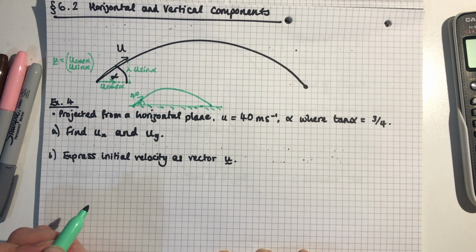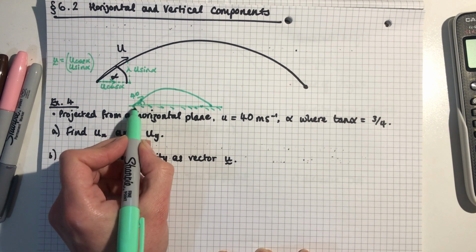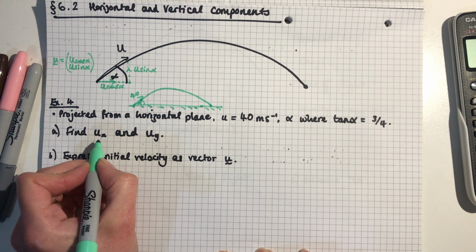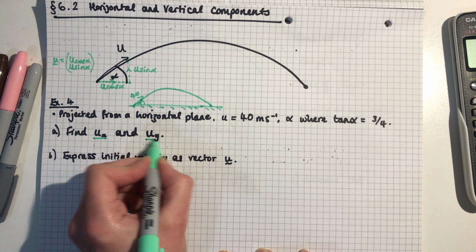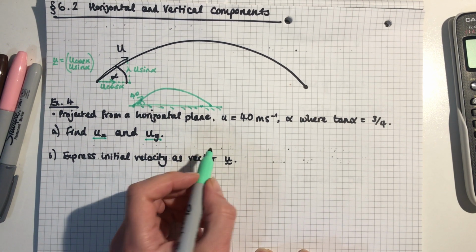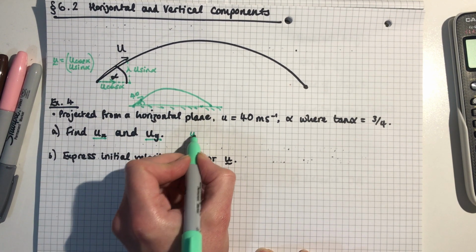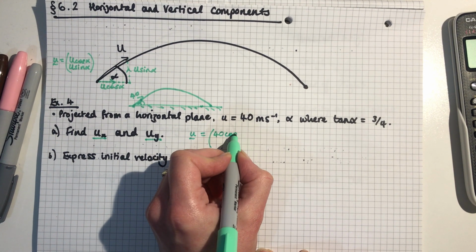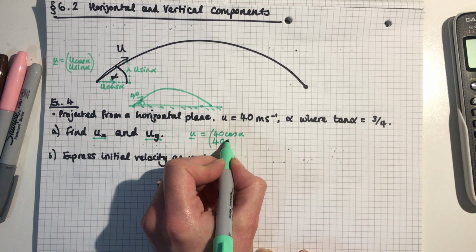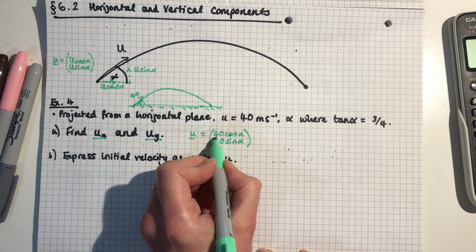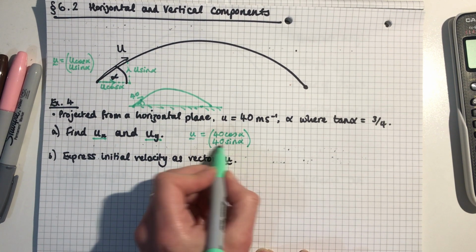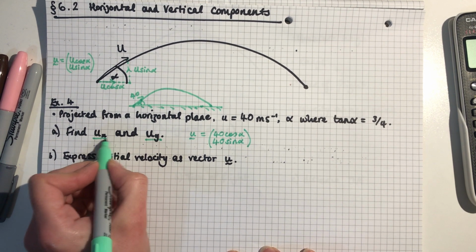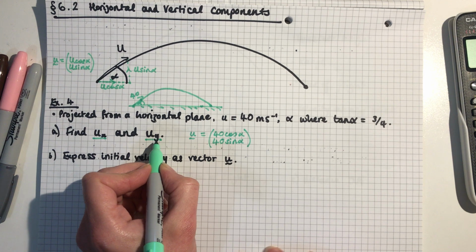And we've got this idea of the horizontal and vertical components of the initial velocity. I've called the horizontal and vertical components ux and uy. So if our velocity u is 40 cos alpha and 40 sine alpha, the 40 cos alpha is ux and the 40 sine alpha is uy. So the horizontal component is in the x direction and the vertical component is in the y direction.